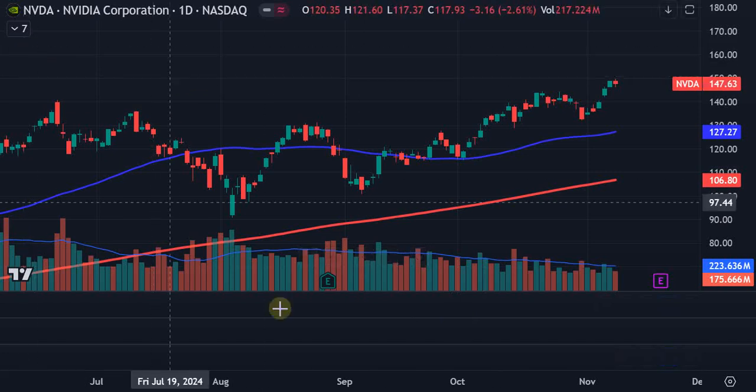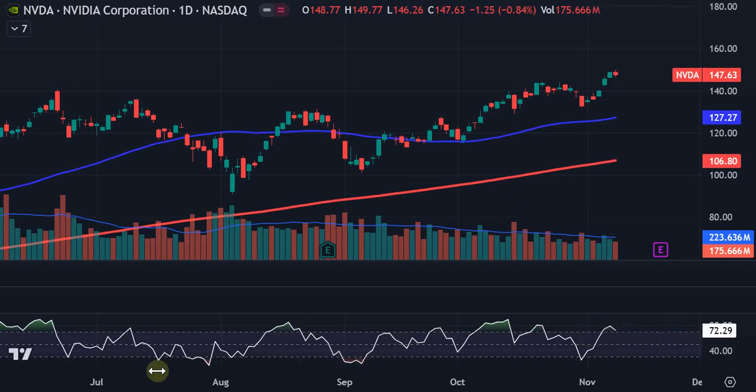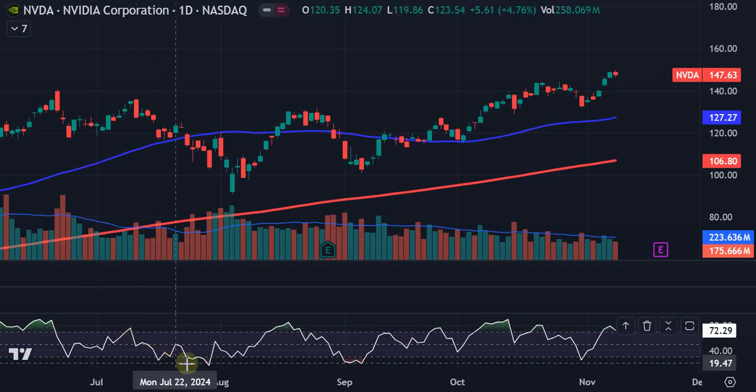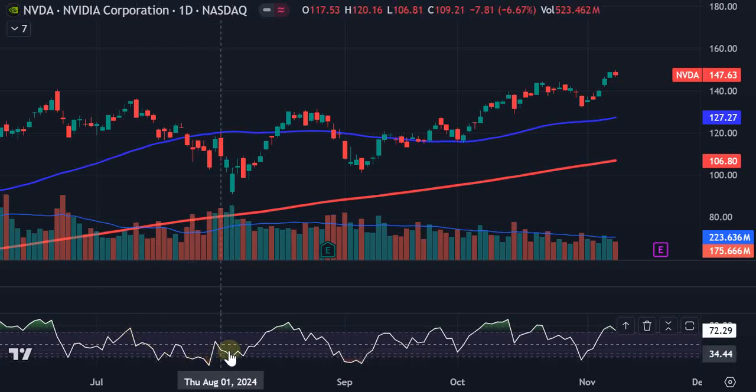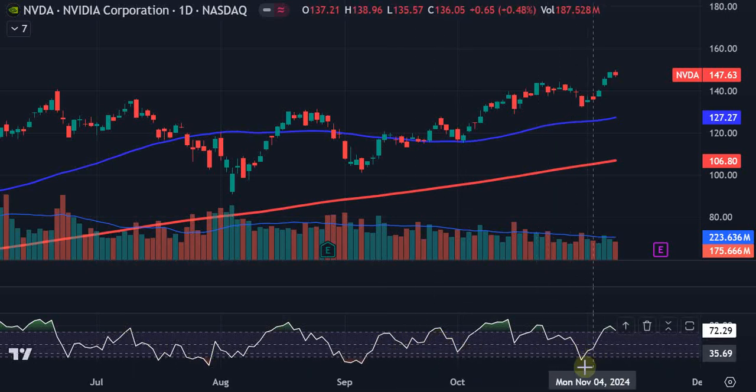So let me turn on the RSI here, and here we've got the RSI. But instead of the default 14-day period, I use 5. I changed it to 5 because of the swing trades, since most of my trades last a few days to a couple of weeks. This helps me out a lot. I find that the signals are more reliable.